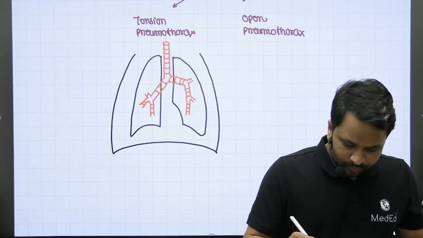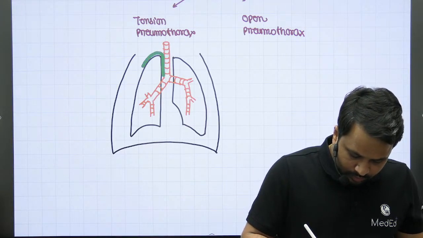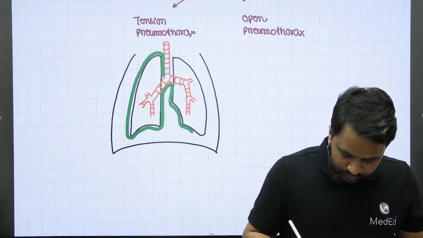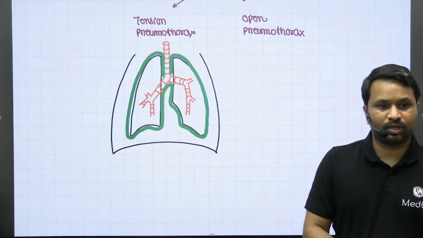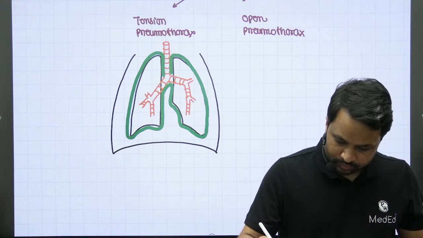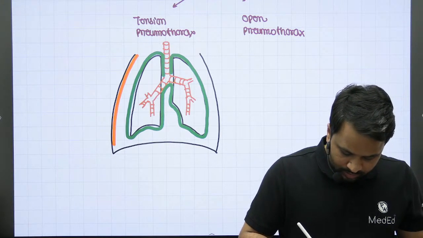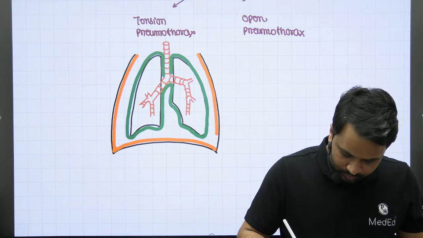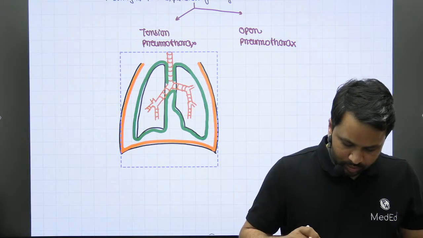Next comes the pleura. The one that is covering the lung parenchyma is what we call the visceral pleura. One that is covering the wall is what we call the parietal pleura. So try to understand the tension versus the open pneumothorax.